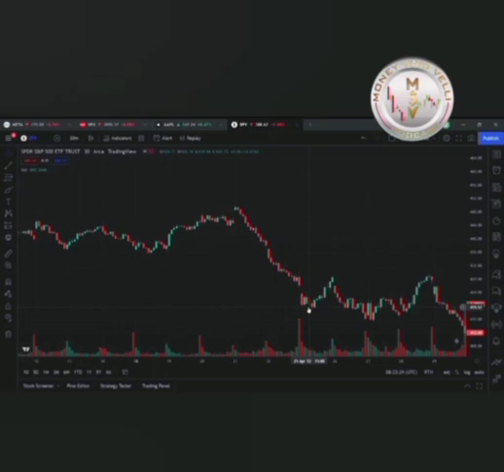Now, each volume has a certain color. It's either going to be red or green. Red indicates a lot of shares are being sold. Green indicates that shares are being bought.